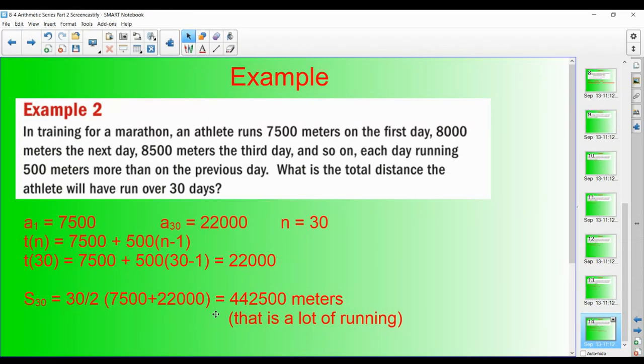So for the sum of an arithmetic series, you always need the first term, the last term, and the number of terms. Sometimes we have to do a few extra steps to find one of those three pieces of information.